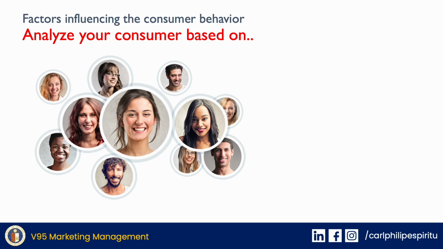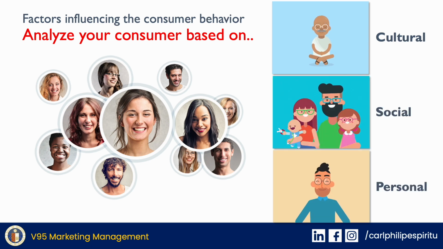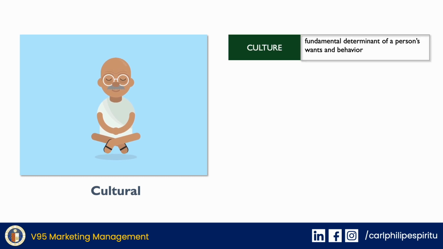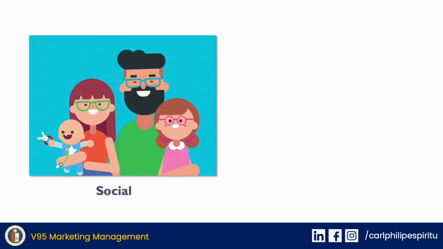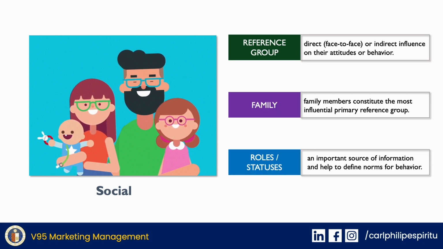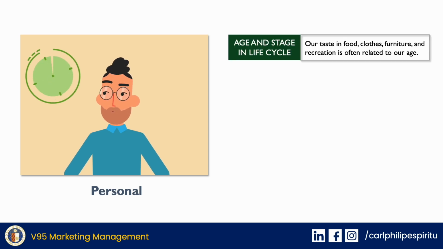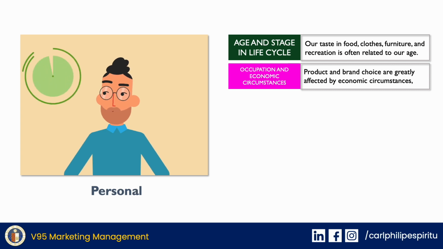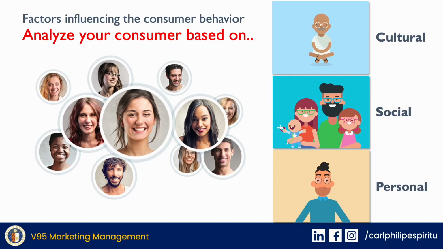When analyzing your consumer, one should understand the factors influencing consumer behavior. They are the cultural factors, social factors, and personal factors. Under the cultural factors, these are the customer culture, customer subculture, and customer social class. Under the social factors, these are the reference group of the customer, the family, and the roles and statuses. Under the personal factors, these are the age and stage in life cycle, occupation and economic circumstances, lifestyle, personality, and self-concept. Again, these are the factors influencing consumer behavior.